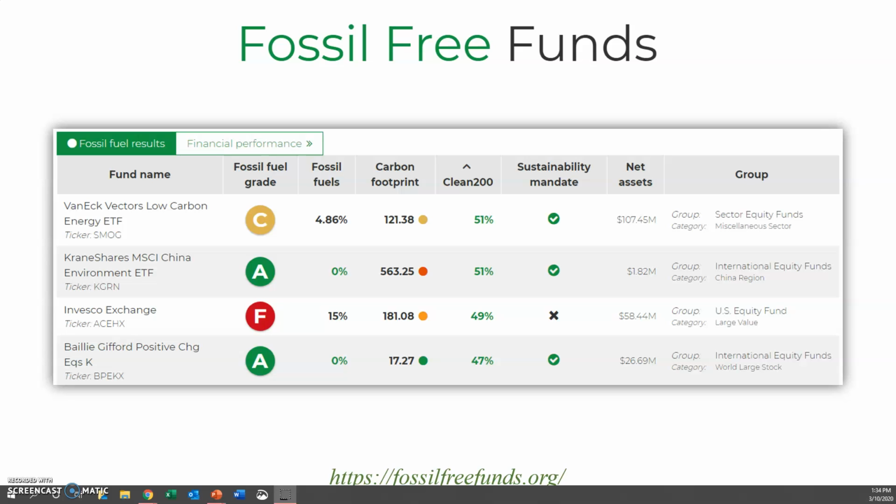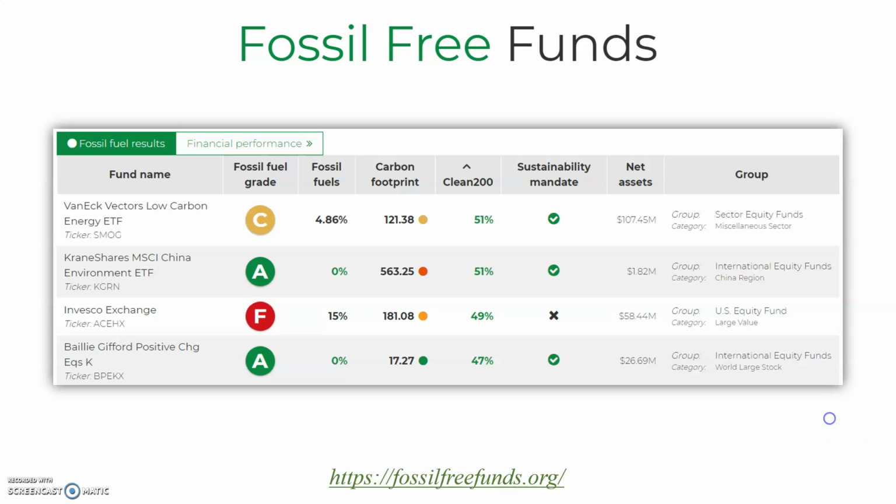So the major categories here are fossil fuel grade, which basically gives you A through F depending on the percentage of investments in fossil fuels, and then the actual percentage in fossil fuels, carbon footprint, Clean 200, I'll talk a little bit about that in a moment, and then sustainability mandate.